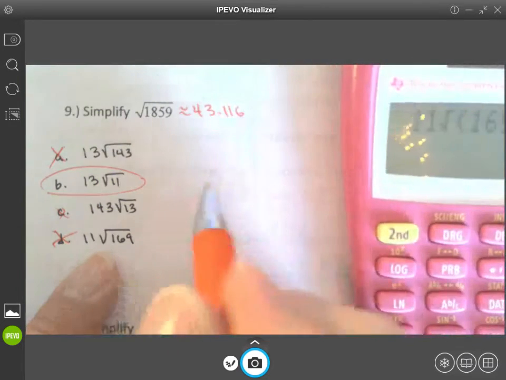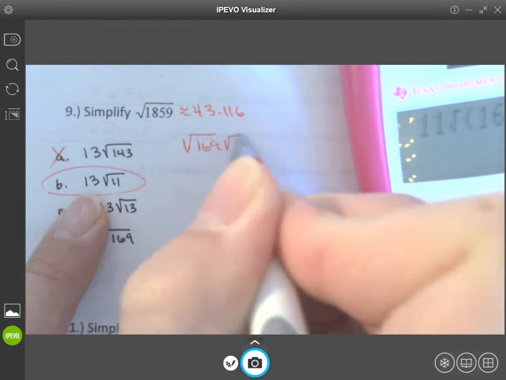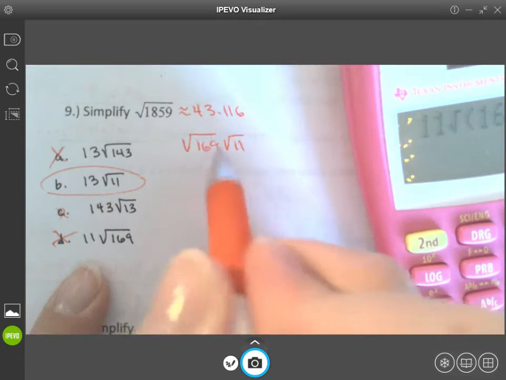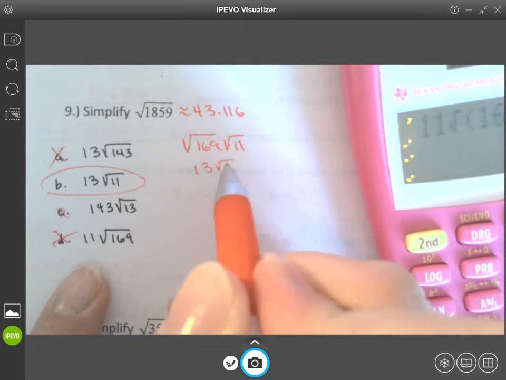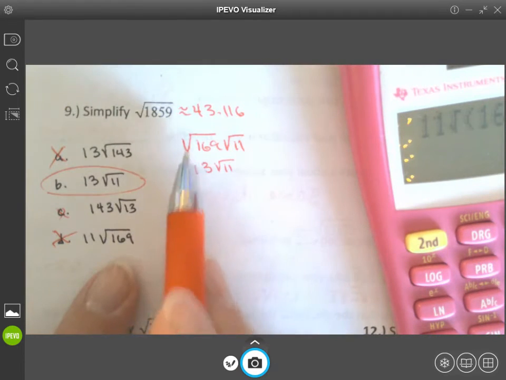Whoever did this one sort of flipped it. The breakdown of this number would have been 169 and 11. And the square root of 169 is 13. Keep the square root of 11. Do you see what this person did? It's like they broke out the 11 and forgot about this.